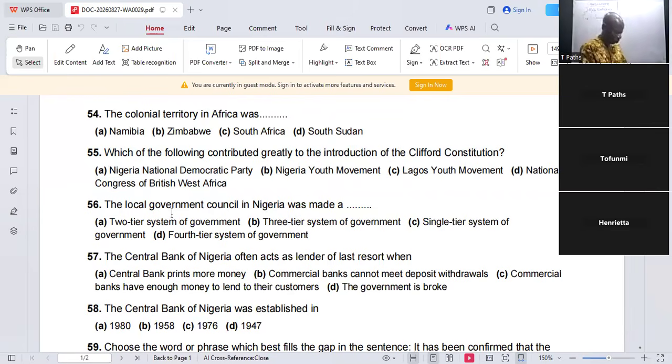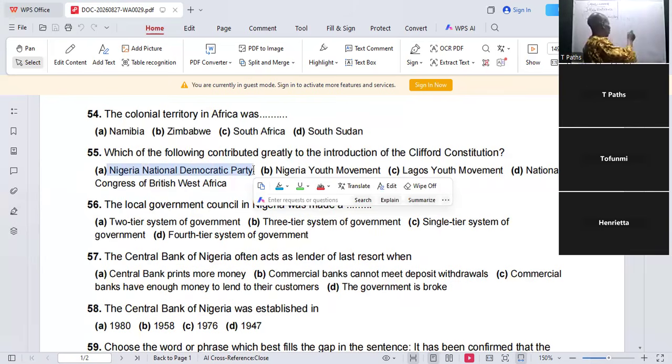So according to our question here, look at it very well now. A, we have Nigerian National Democratic Party. B, Nigerian Youth Movement. C, Lagos Youth Movement. D, National Congress. The answer is A, Nigerian National Democratic Party. Remember I told you, it's the first political party in West Africa, even Nigeria. It was formed in 1920 by the late Herbert Macaulay. Take note, please. What led to this formation? It was the elective principle that was introduced by the Clifford Constitution in 1922. We move on to the next question.